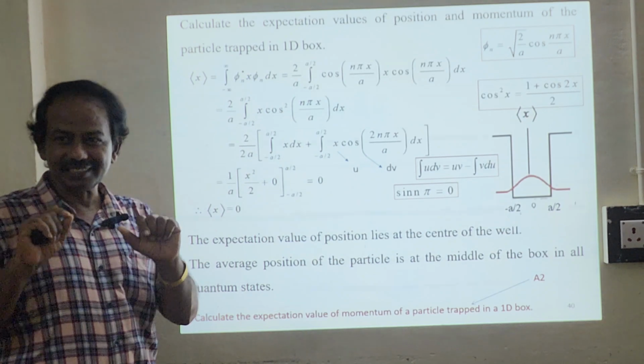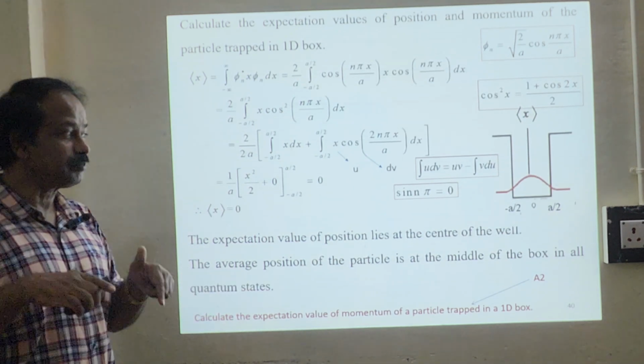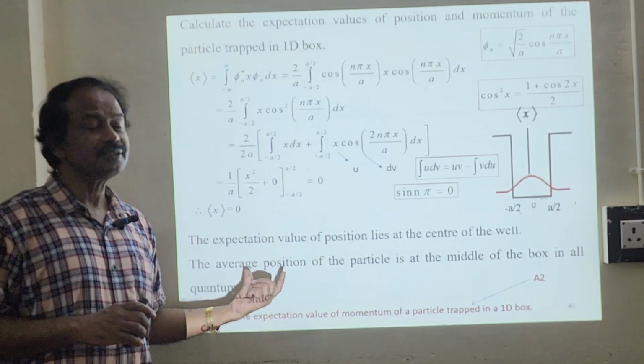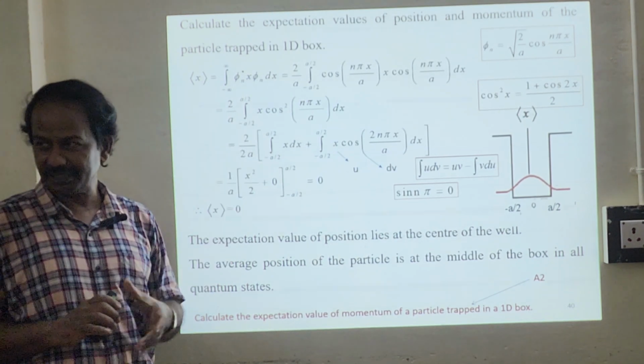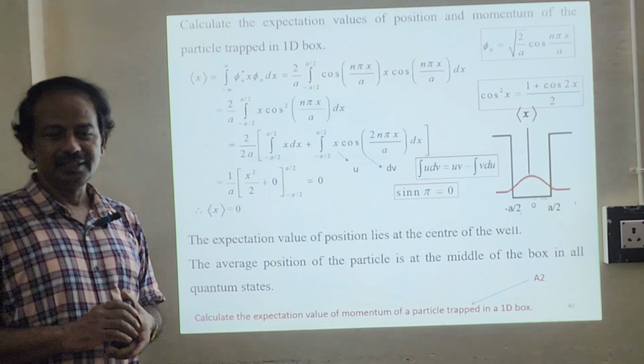To satisfy the uncertainty relation, the average position of the particle is at the middle of the box in all quantum states, and this is only for the symmetric solution. So we have done it only for the symmetric solution. Okay. So that is the end of the class.